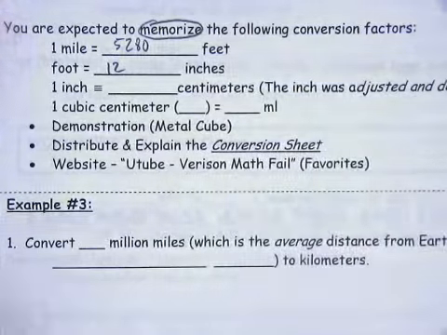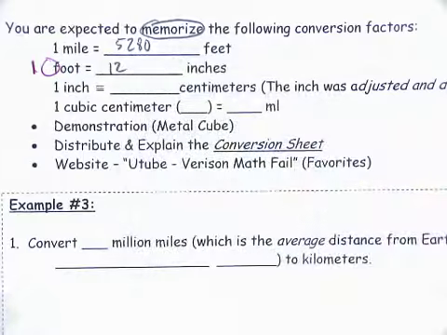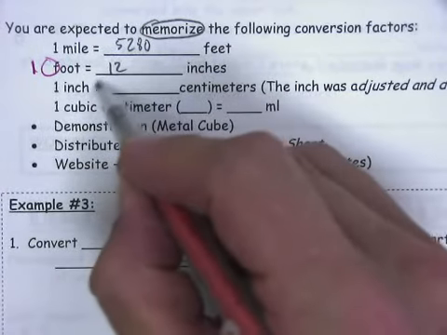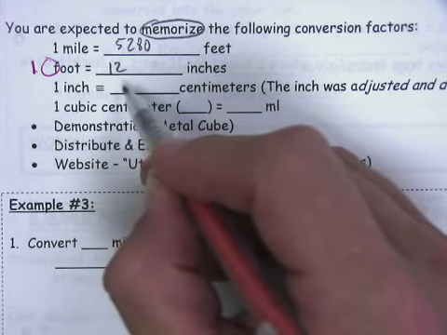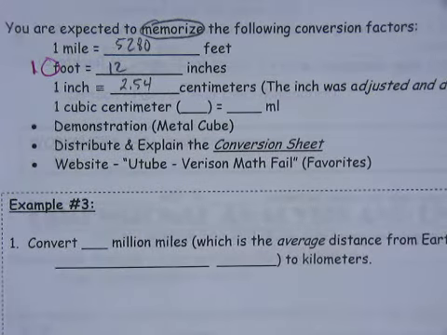You should already know that 1 foot is 12 inches, and there's a typo on my part. I probably should put 1 out in front of there. And then the next one is 1 inch, and you're going to notice it's got 3 lines. I'm going to tell you about that in just a second. 1 inch is defined as 2.54 centimeters.